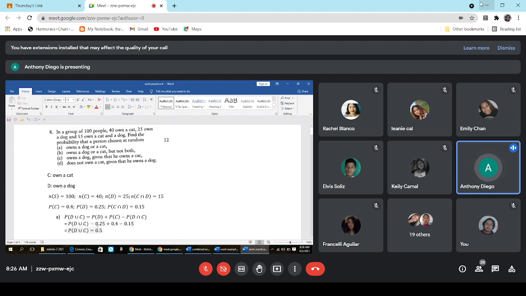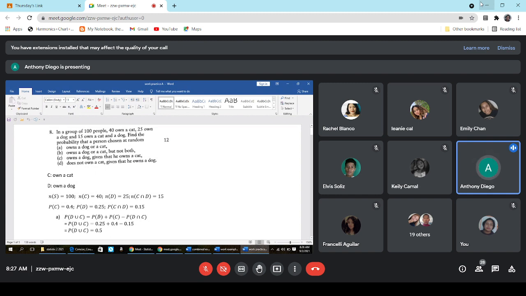We know that the probability of those that own a dog is 0.25. The probability of those that own a cat is 40 over 100, which is 0.4. And the probability of those that own a dog and a cat is 0.15. So simplifying that, we obtain that the probability of those that own a dog or a cat is equal to 0.5.